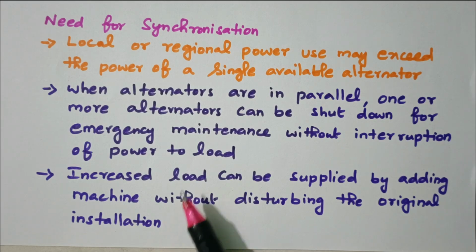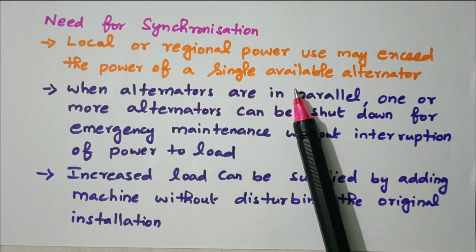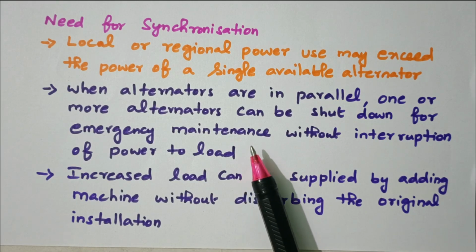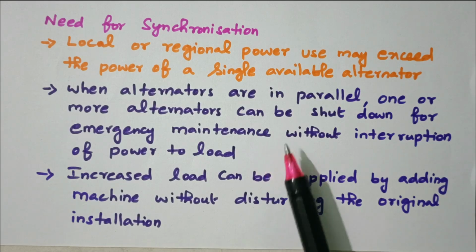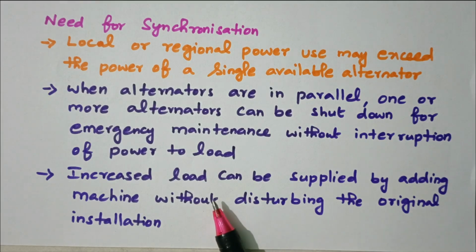The first one is power requirement. Based on the power requirement, a single alternator is not enough. So we need to connect more alternators. If more alternators are connected and any one alternator goes for emergency maintenance, the other alternators will meet the power. So we can go for an emergency shutdown of any one of the alternators. And third one, increased load. Suddenly if any increased load is there, that can be managed by connecting another alternator. So this is the need for the synchronization.